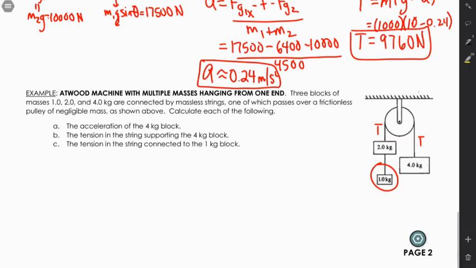So for example, this block, the tension here is only responsible for that block right there. But this tension is responsible for what? Both of them. Is that the big one? The pulley kind of looks like it divides the rope that is attached to 2 and 4. That's just a picture thing.